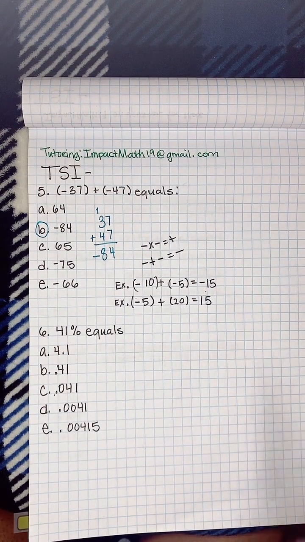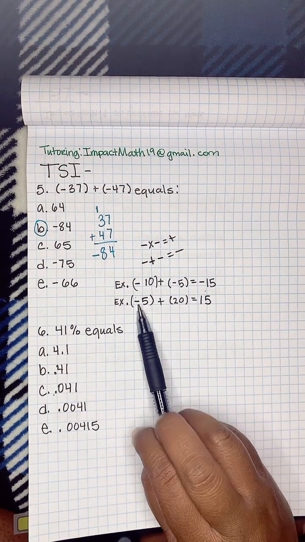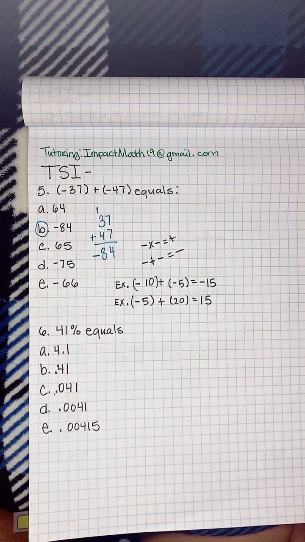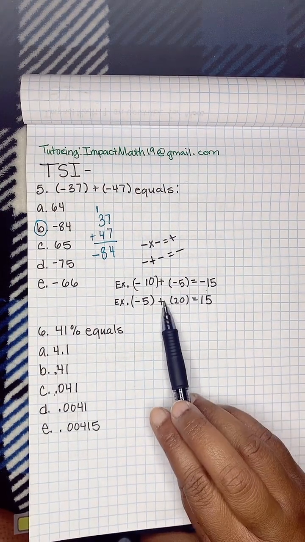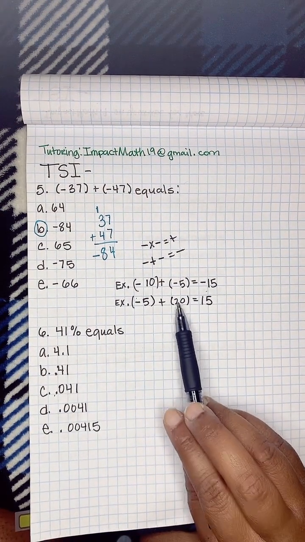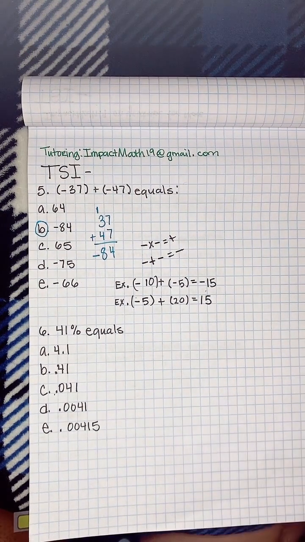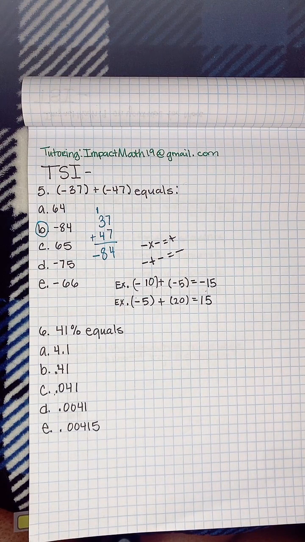So really you can look at this as 20 minus 5. And since the bigger number has a positive on it, then this should have a positive. You're just adding negatives together? Yes. Keep the bigger positive number.